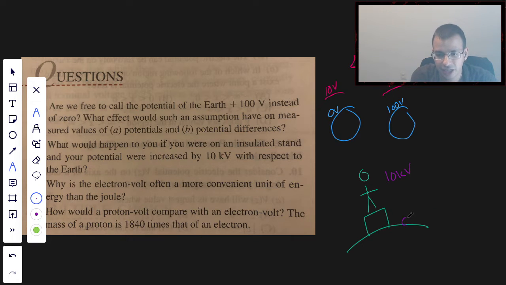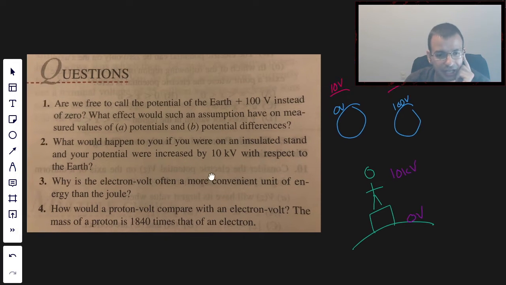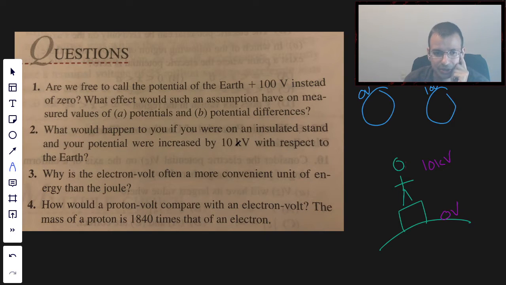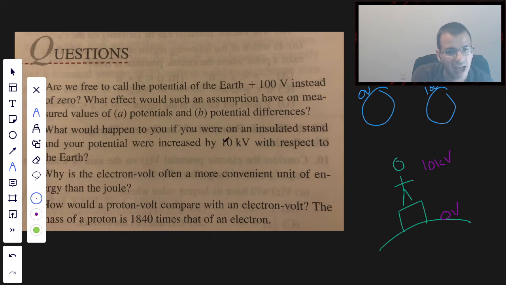So basically, the idea is you have a whole bunch of extra charges on you. Those charges want to get off. They can't easily get off because you are standing on an insulator, and also the air around you is an insulator. Now, when you start talking about 10,000 volts, sort of everything is a conductor. So it's going to be a question of how good an insulator is.